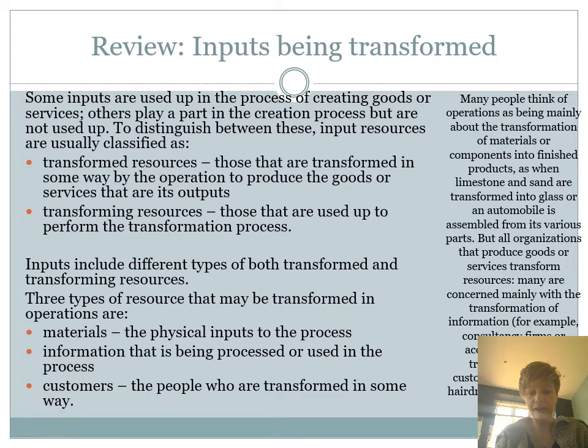We have discussed in a previous lesson also that inputs include different types of both transformed and transforming resources. There's basically three types of resources that are being transformed in the operation. Things like materials, the physical inputs to the process, the information being processed or used up in the process, and customers. And this goes back to those four different transformation activities. We've got manufacturing, we've got supply, and we've got service and transport.